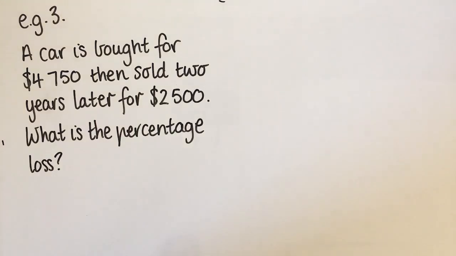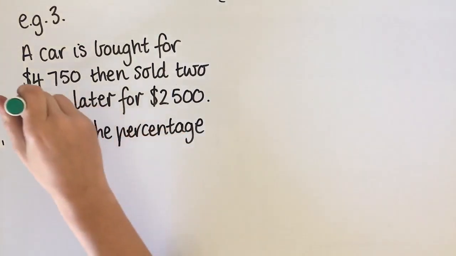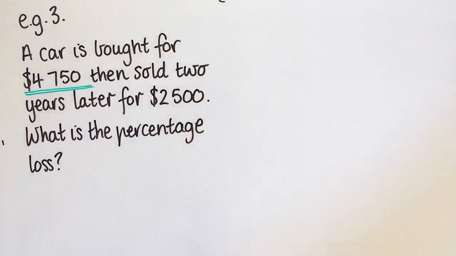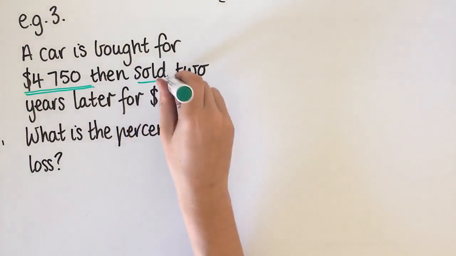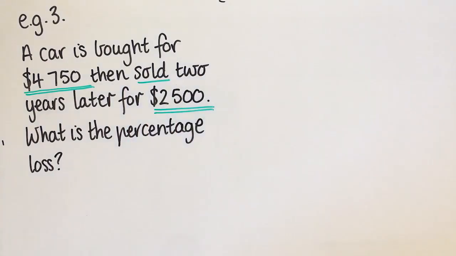This time we have a worded question, but we still need to follow the same steps. So a car is bought for $4,750 and then it's sold for $2,500.